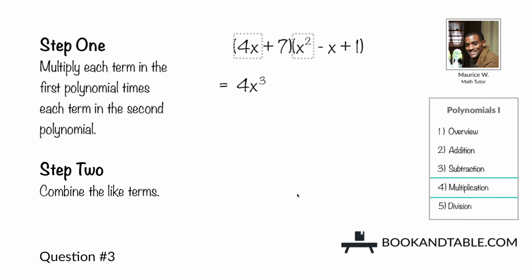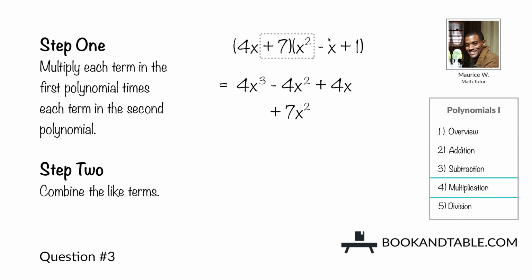In question number 3, we're asked to find the product of 4x plus 7 times x squared minus x plus 1. So step 1, multiply each term in the first polynomial times each term in the second polynomial. So 4x times x squared is 4x cubed. 4x times negative x is negative 4x squared. And 4x times 1 is equal to 4x. And now we go to the next term in the first polynomial.